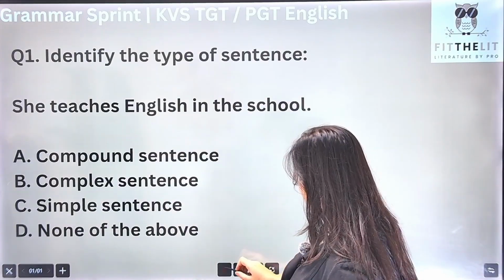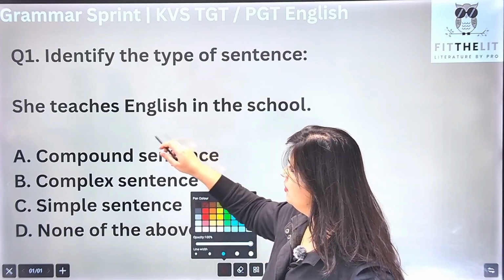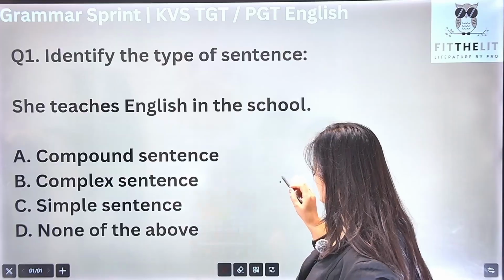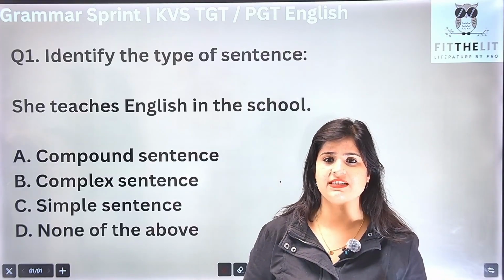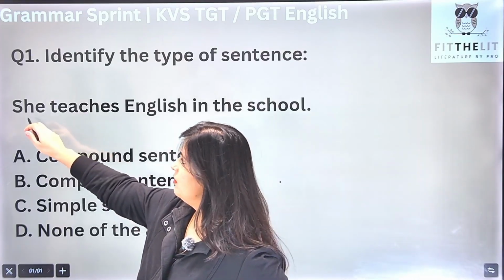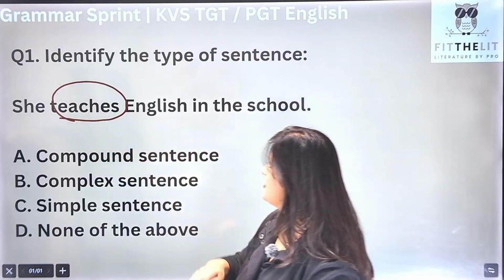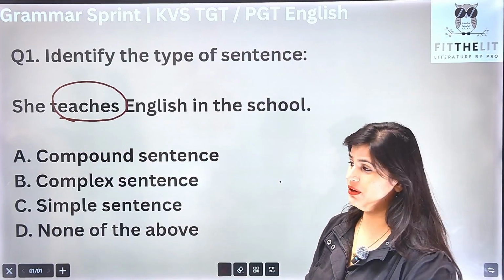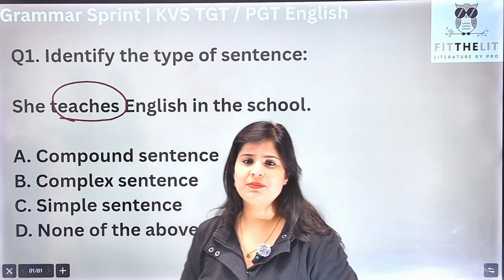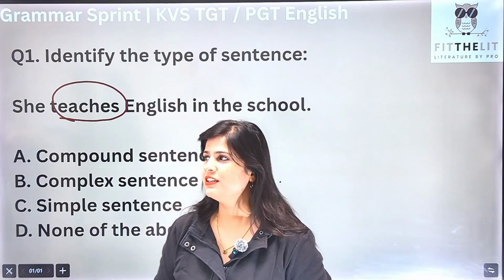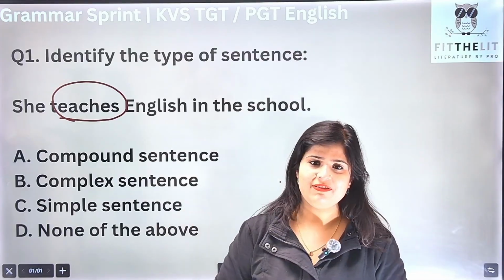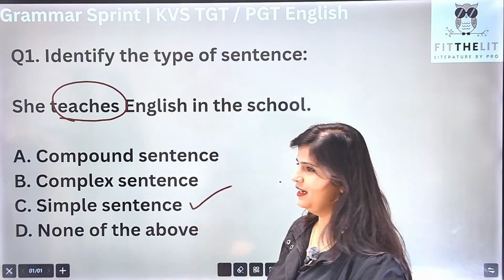So what is that I told you? You need to look at the finite verbs, the number of finite verbs. उसके बाद आप देखेंगे कि कौन सा type of sentence है. So teaches is the only finite verb available in this particular sentence. Finite verb क्या? सिर्फ एक ही verb है यहाँ तो. So it is teaches. So only one finite verb. One finite verb means simple sentence.